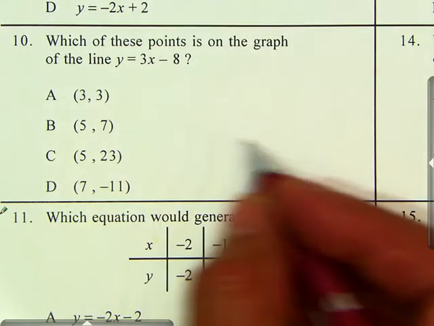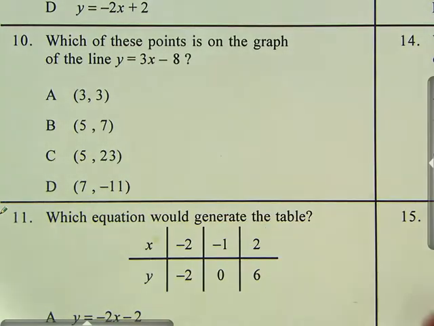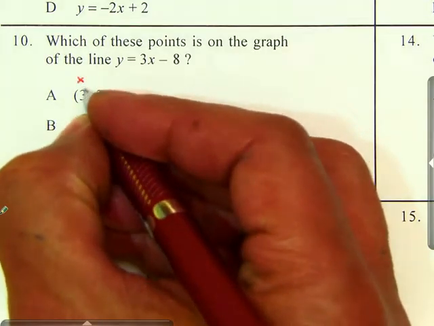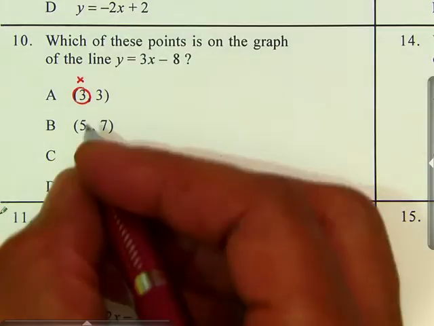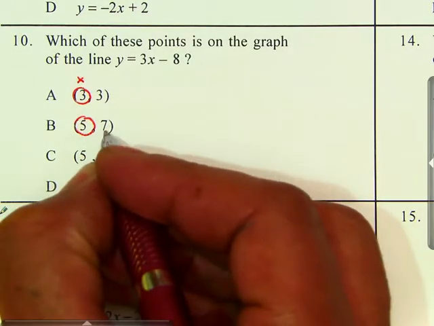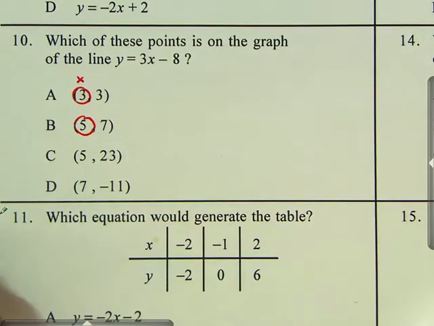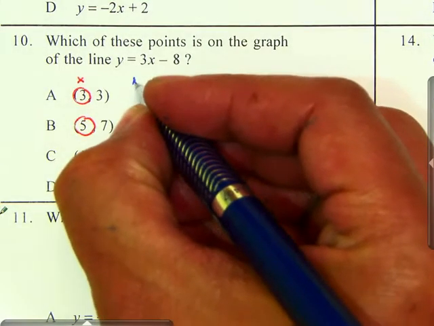I can graph it, but notice that they did not give me a graph. So I'm going to have to plug it in. I'm going to plug in my x, and if I get a 3 back, then that point is on the line. And then I'm going to try the 5. If I get a 7 back, that point is on the line, and so on. So let's try letter A.